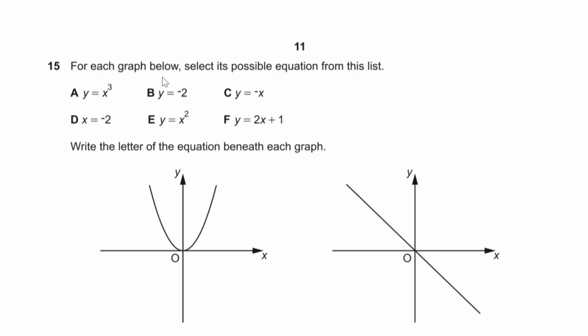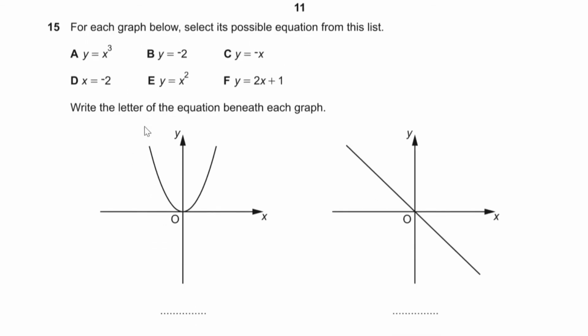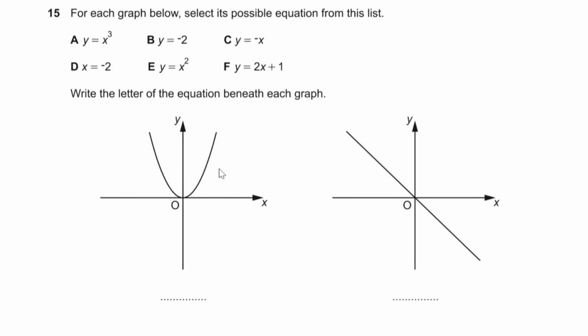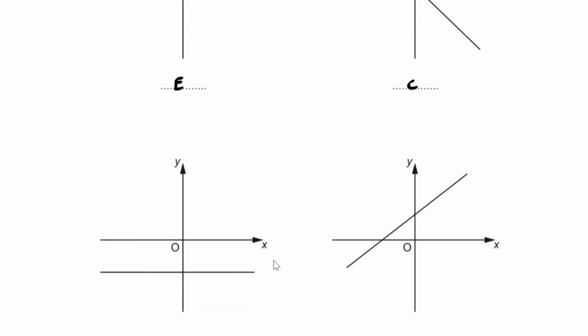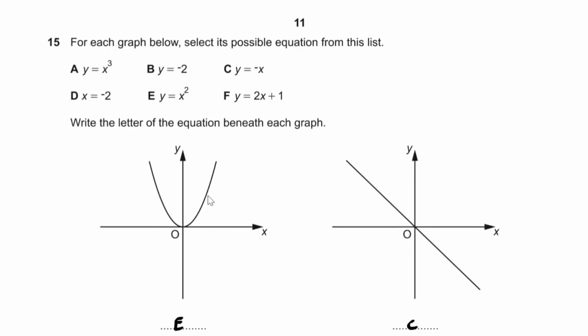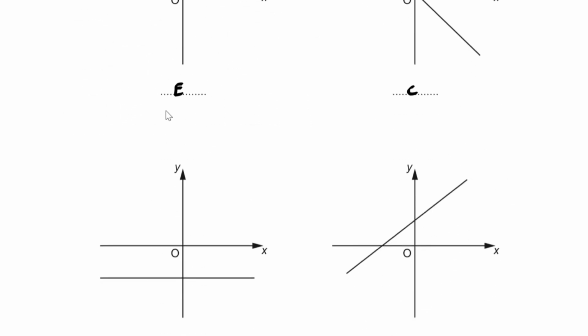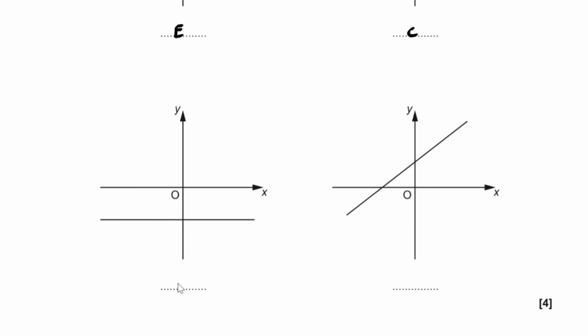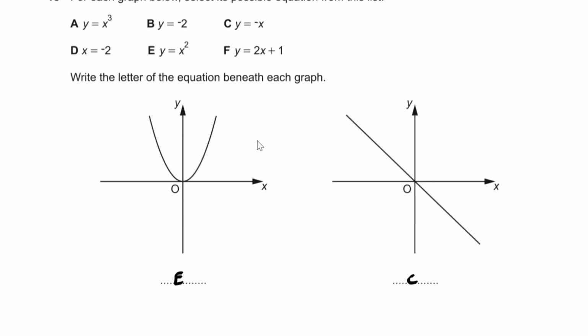Question number 15. For each graph below, we have to select its possible equation from the list. Well, this graph over here is a quadratic, so it would have equation y equals x squared, so the letter will be E. For this one, we've got a straight line which passes through the origin, but it's got a negative gradient, so that's y equals minus x, so that's graph C. Here we've got a line which is parallel to the x-axis, but below the x-axis, so that is y equals a negative number, such as y equals minus 2, so that's graph B. And here we've got a straight line with a positive gradient with a positive y-intercept, so that's graph F.